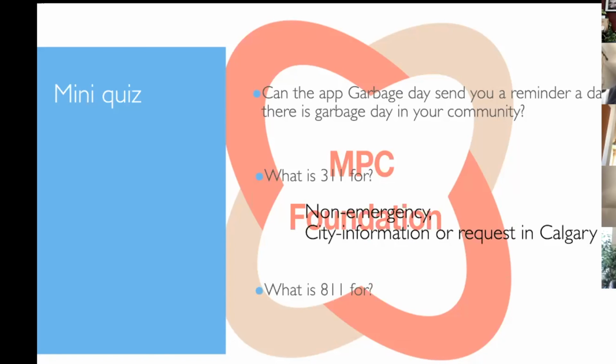What is 811 for? Helpline. Healthcare. Information. Yeah, you got it. So if you have a situation where it's not an emergency, you don't need an ambulance, but you do want to find out some details about various health related questions, you can call 811 and you'll be connected to a registered nurse to be able to ask about that.